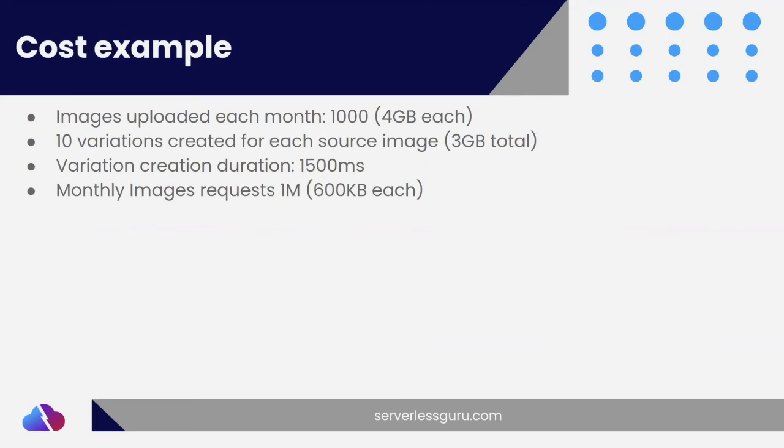To give you an idea of the cost, I ran some numbers. So let's say you upload 1,000 images each month, and a raw image is roughly 4 gig. I went a bit overboard saying that each image has 10 variations, and the total storage will be 3 gig, which is probably more than the reality. And that creating a variation takes 1.5 seconds. And that we have roughly 1 million client requests that on average take 600 KB each.